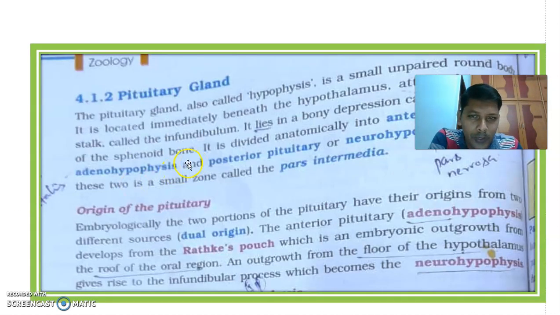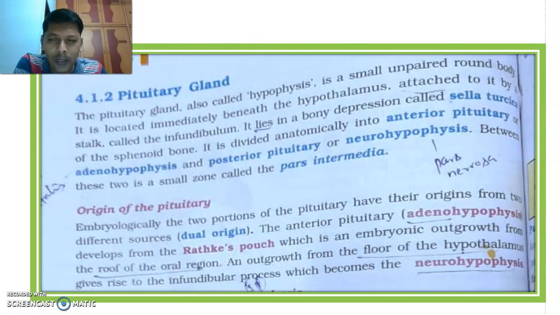In this part, we are going to learn the pituitary gland. In the previous part, we learned the different types of hormones, the introduction to chemical coordination and integration, the differences between the nervous system and the endocrine system, and the different hormones of the hypothalamus. In this lesson, we are going to learn about the pituitary gland.